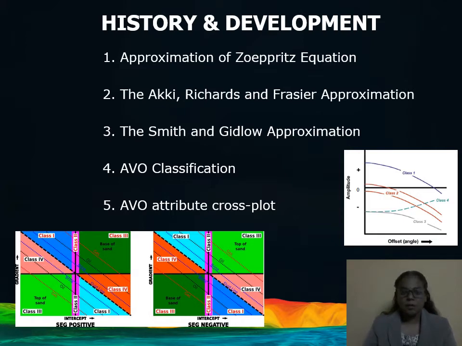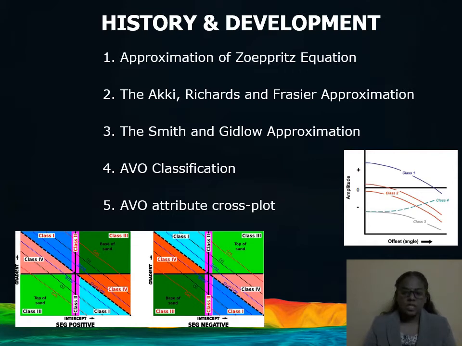The first was by Bortfeld in 1961. The Bortfeld approximation was further refined by Richards and Frasier in 1976 and by Aki and Richards in 1980 respectively. The Aki, Richards and Frasier approximation is appealing because it is written as three terms. The first involving the P wave velocity, the second involving density, and the third involving S wave velocity. Then, Smith and Gidlow in 1987 gave another approximation based on the Aki and Richards equation.